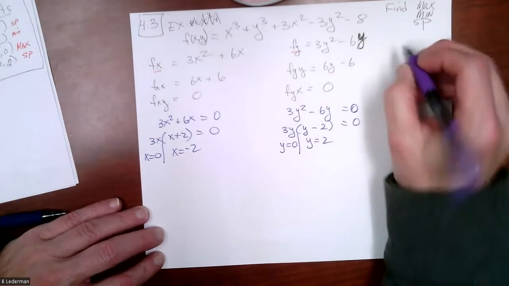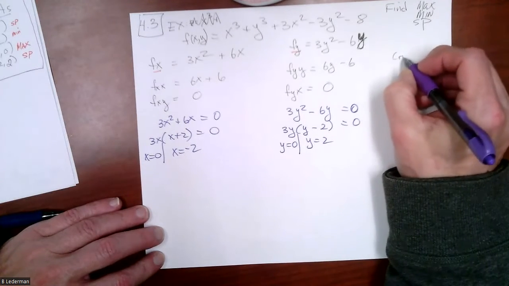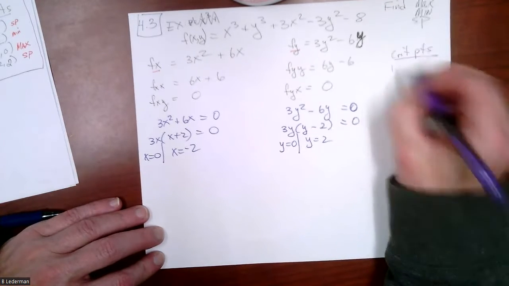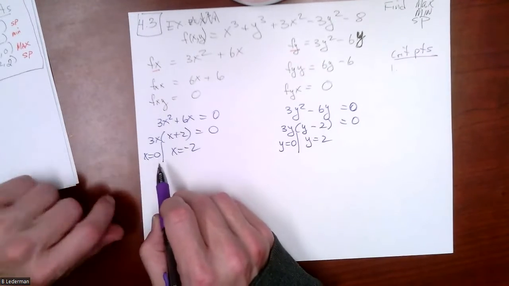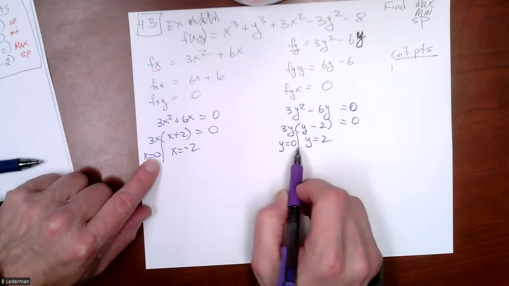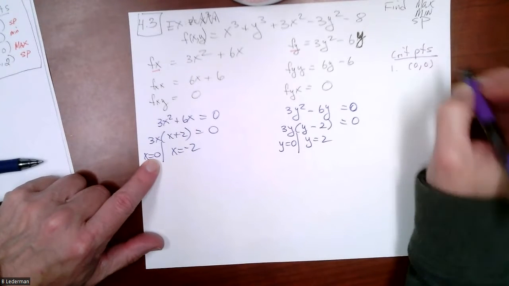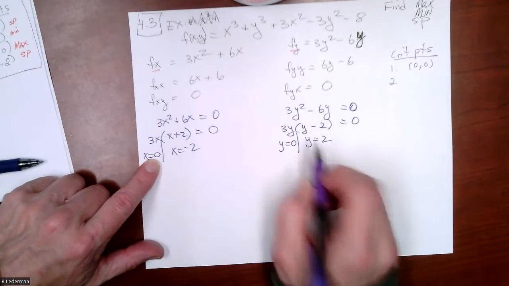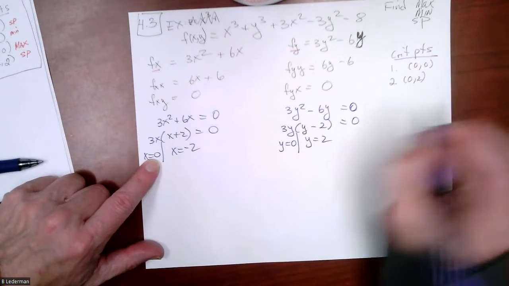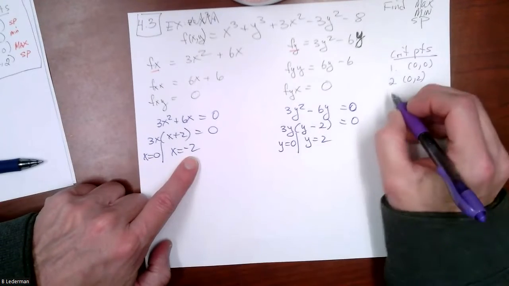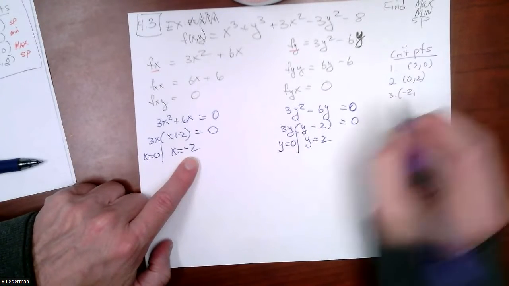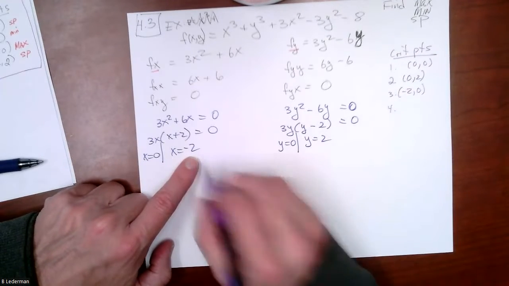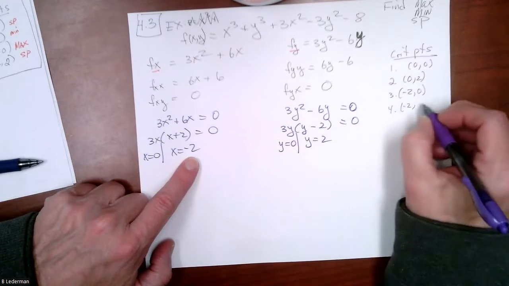So my first critical point is going to be, let's do this methodically, 0, 0. Meaning x is 0, y is 0. My second critical point is going to be x is 0 and y is 2. My third critical point is going to be x is negative 2 and y is 0. And my fourth critical point is x is negative 2 and y is positive 2.